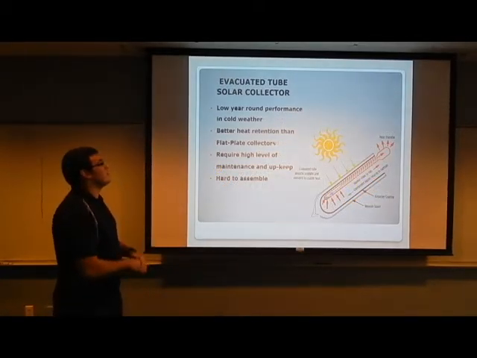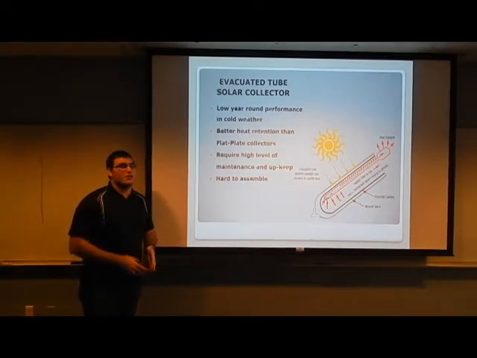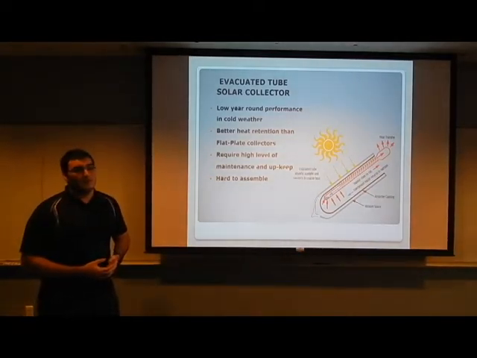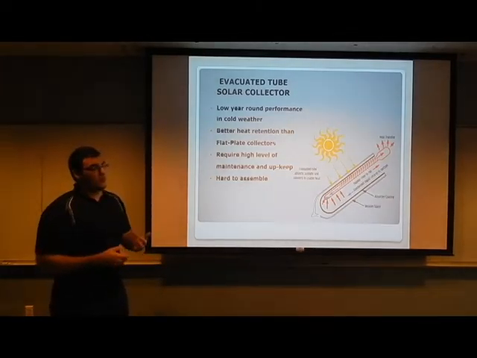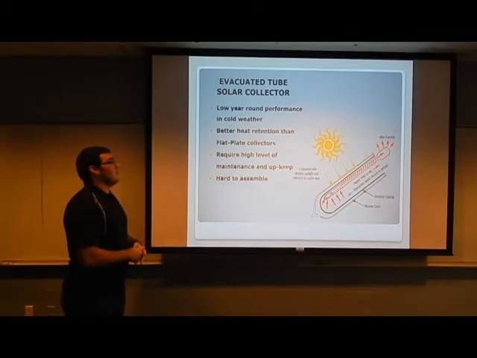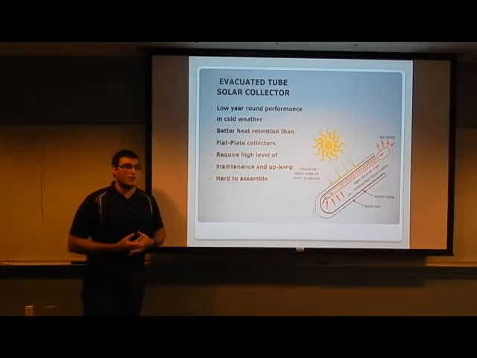Another type of solar collector is the evacuated tube solar collector. It has better heat retention than the flat plate collectors, but it's harder to assemble due to its complexity and requires more maintenance and upkeep. This solar collector also has really low performance in cold weather.